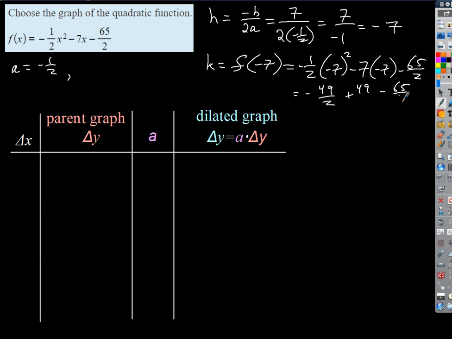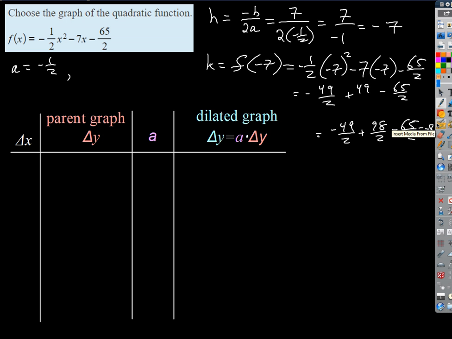minus 65/2, right? So all I'd have to do then, let's get a common denominator. I'd multiply this one by 2 over 2, wouldn't I? Right, so this is gonna equal 98. Negative 49/2 plus 98/2 minus 65/2. So what's that give us? If I add all those up, I'm gonna get negative 16/2, negative 8, okay?